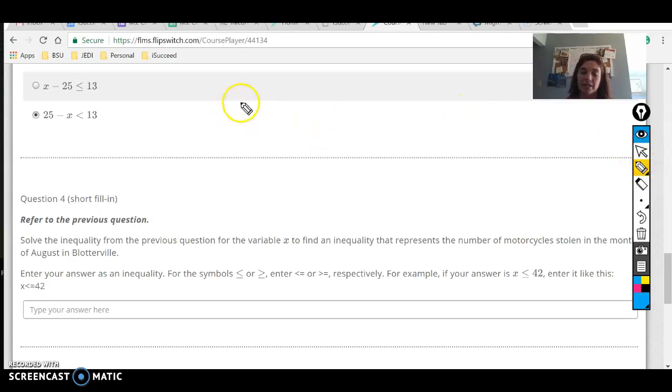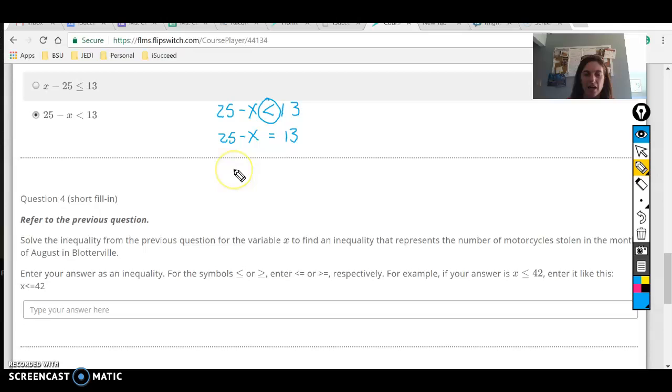And keep in mind, it's not a less than or equal. Okay, but I am going to go ahead and substitute my equal sign here just so I can do a solution. So I'm going to have 25 minus X equals 13. All right.